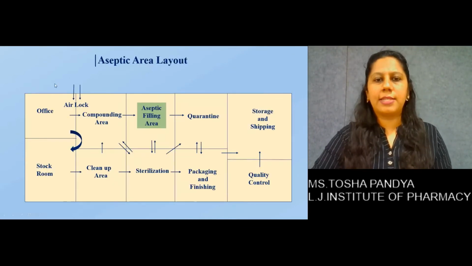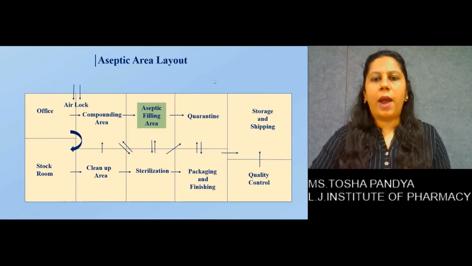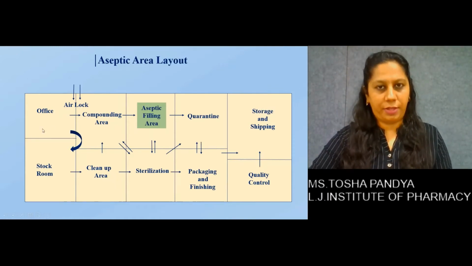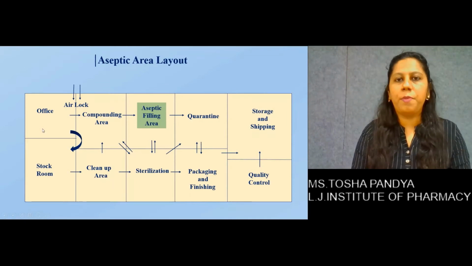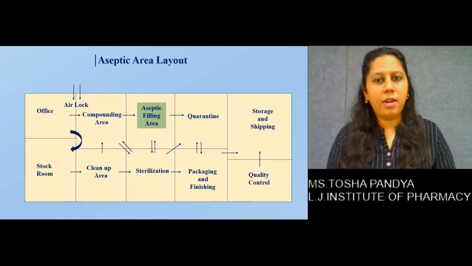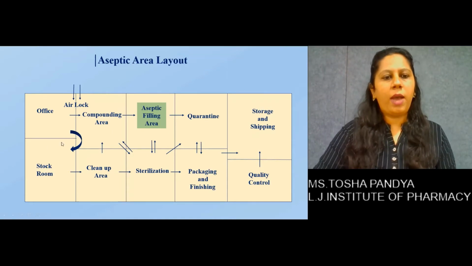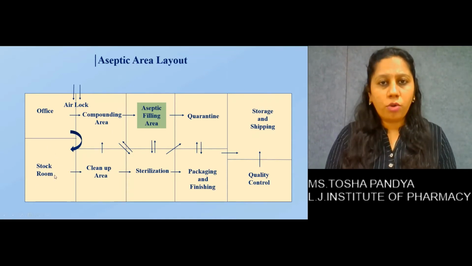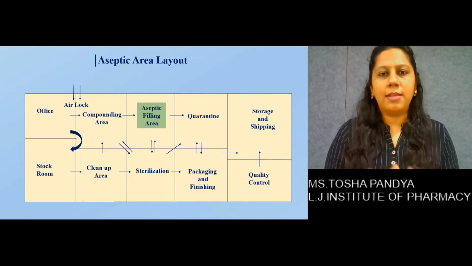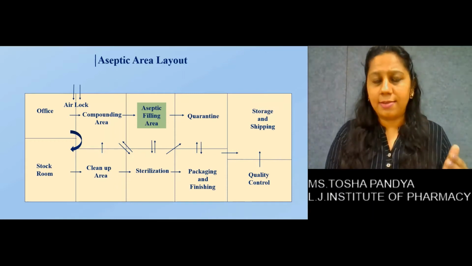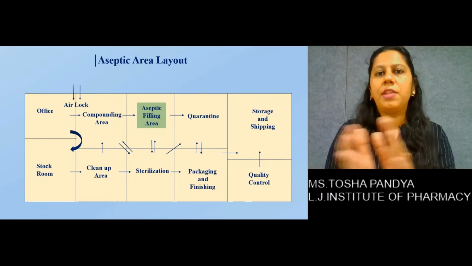Here you can see the aseptic area is divided into different sections. First you have the office where the staff or the personnel are sitting, from where you can go into different areas. Then you have a stock room. What is a stock room? As the name says, something is stocked here. What is stocked here? The raw materials, the different apparatus, everything is stocked here.